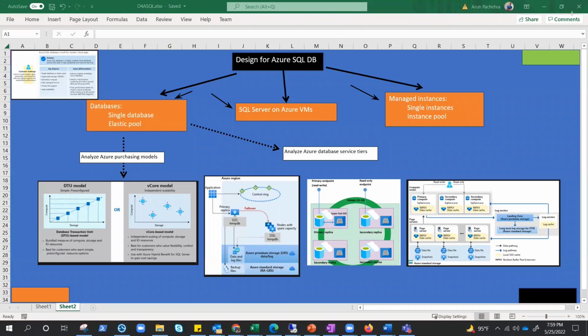Then we have Managed Instance right here. This is a PaaS service, of course, but we need a virtual network to deploy this. And this is best for lift and shift migrations to the cloud because Managed Instance is almost 99% compatible with SQL on VM. And you wouldn't face many issues, blockers, or any limitations. Well, there are a few that we will cover when we talk about Managed Instance in an upcoming video.